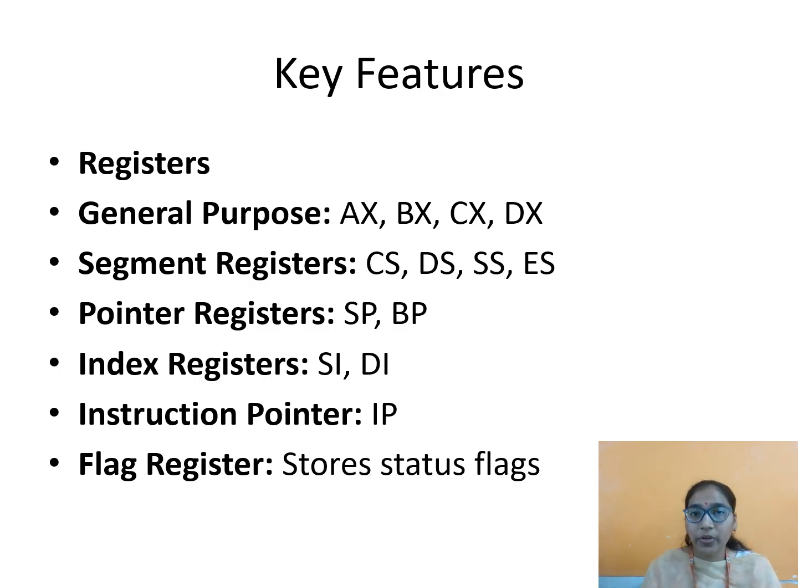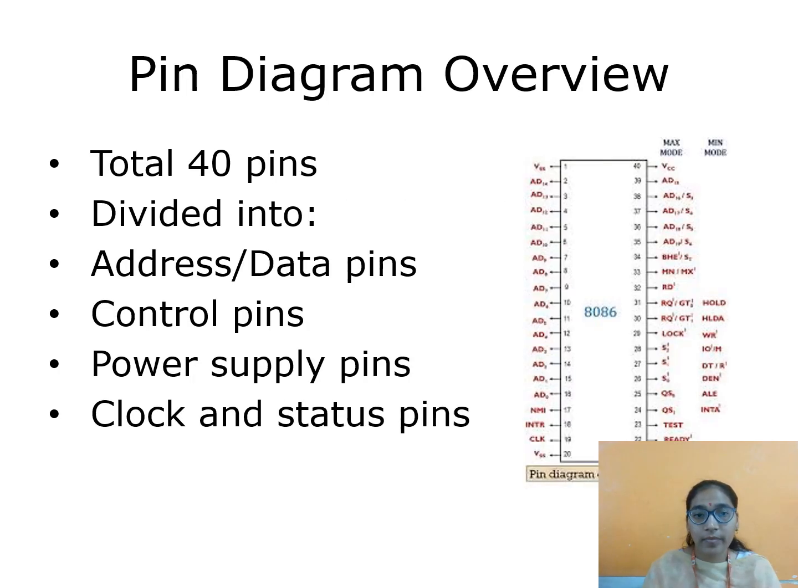In the 8086 microprocessor, the registers used are AX, BX, CX and DX. Segment registers are CS, DS, SS, ES: code segment register, data segment register, stack segment register, extra segment register. Pointer registers are SP and BP. Index registers are SI and DI. Instruction pointer IP. Flag register stores the status flags.